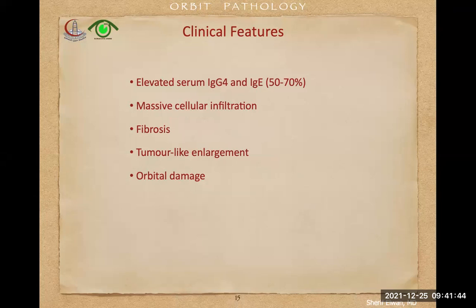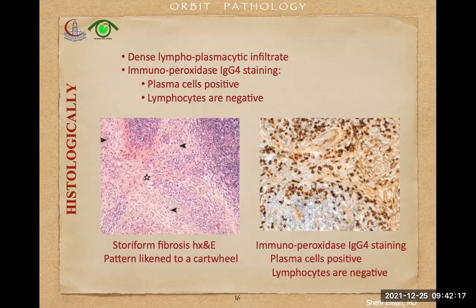There is a massive cellular infiltration with subsequent fibrosis, and this leads to a tumor-like enlargement, and that is why it was previously called a pseudo-tumor. It looks like a tumor, but it is not malignancy. It's not even benign hyperplasia. So it's a tumor-like enlargement, but of inflammatory nature, and it is due to the infiltration by IgG4 secreting plasma cells and lymphocytes. This leads to orbital damage.